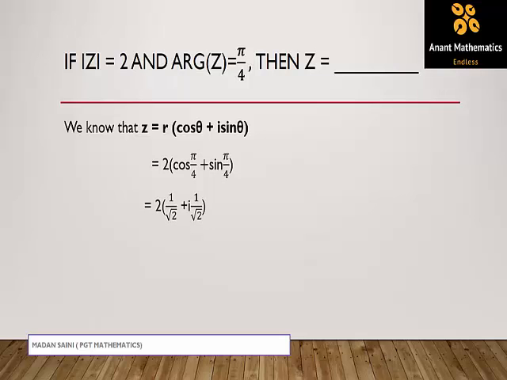Cos pi by 4 is 1 by root 2 and sin pi by 4 is also 1 by root 2. Simplifying, then you will have root 2 plus iota root 2, which is the required complex number.